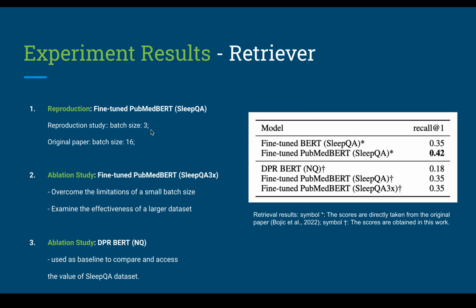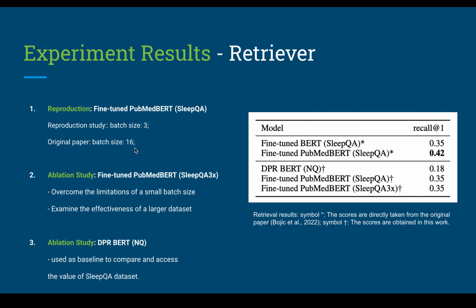A small batch size of 3 was used due to memory limitation, which may have resulted in failure in reproduction, as the DPR retriever's in-batch negative technique relies on having enough negative pairs per question. With a batch size of 3, there were only 2 negative pairs per question, compared to 15 for a batch size of 16 used by the author.